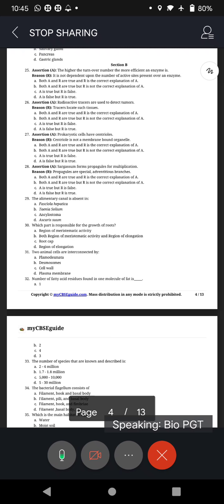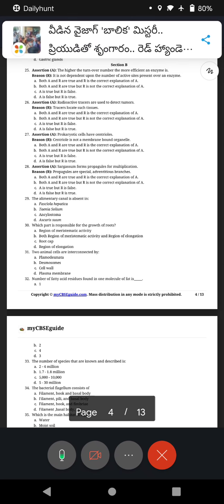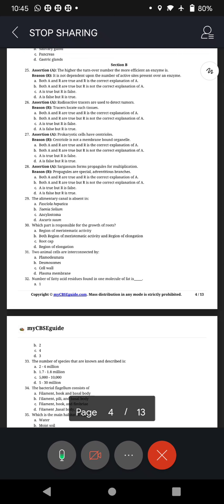Now question number 26, assertion A: Radioactive tracers are used to detect tumors. Here tumors, we are talking of cancer. Before cancer formation, a tissue will be formed which has got uncontrollable growth, that's called a tumor. And reason: tracers locate such tissues.